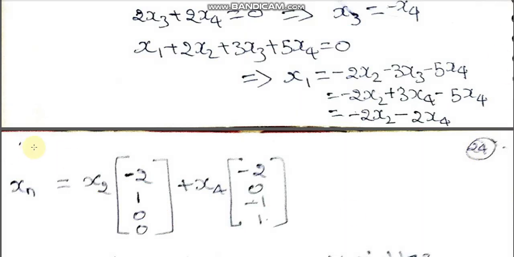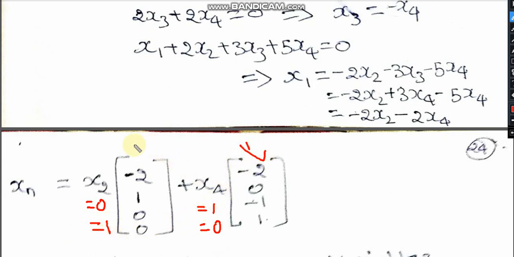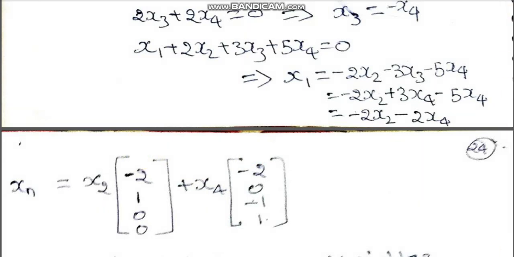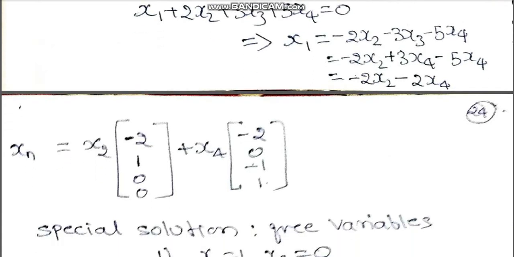From this, what will be the special solution? A special solution is when x2 equals 0 and x4 equals 1. And another solution is when x4 equals 0 and x2 equals 1. So you will get one special solution in this matrix and another special solution in this matrix. That is what we call the special solutions from the null space.